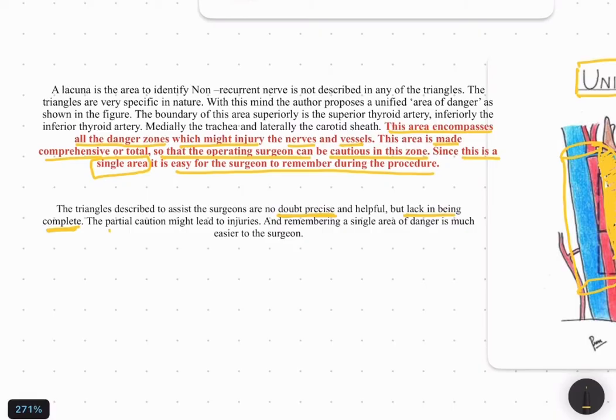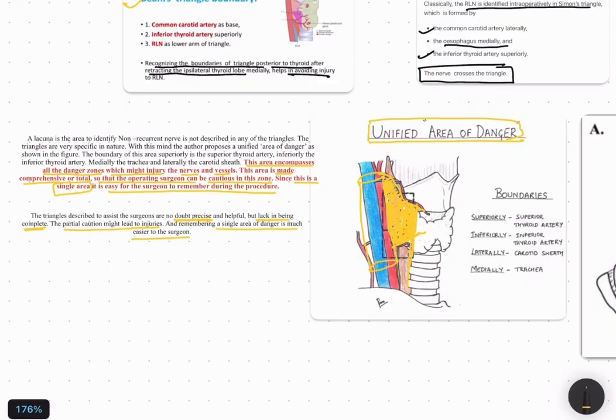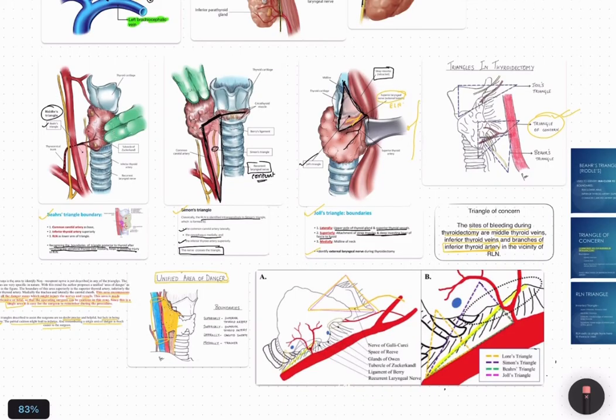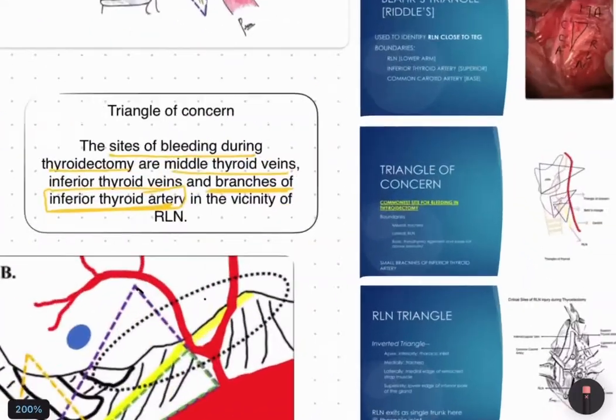That's why this partial caution might lead to injuries to the vital structure. That's why a single area of danger that is easier for the surgeon to remember during the OT, this unified area of danger concept was made. Okay. Now we'll just be discussing, in a summary, whatever we have discussed so that you can remember everything.